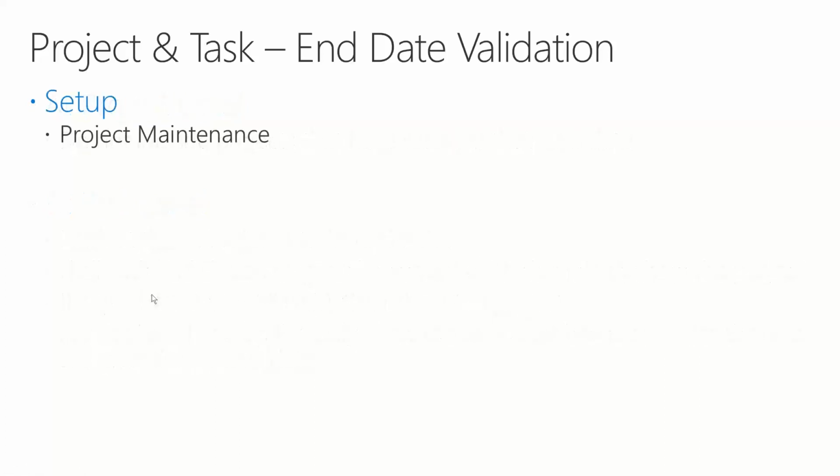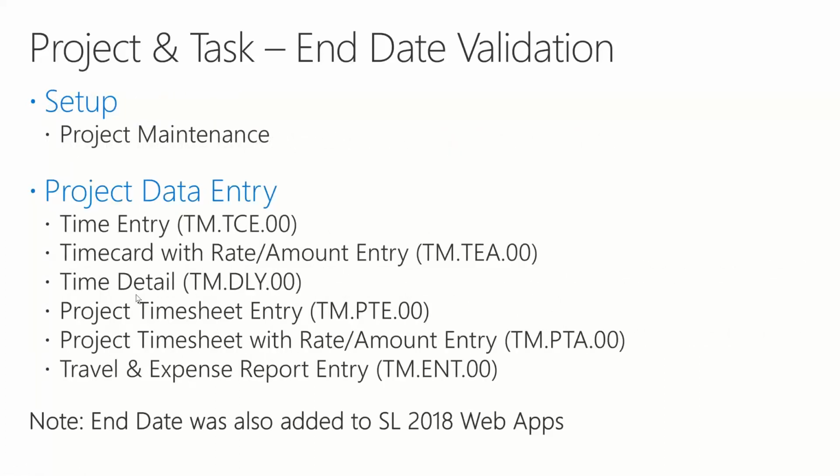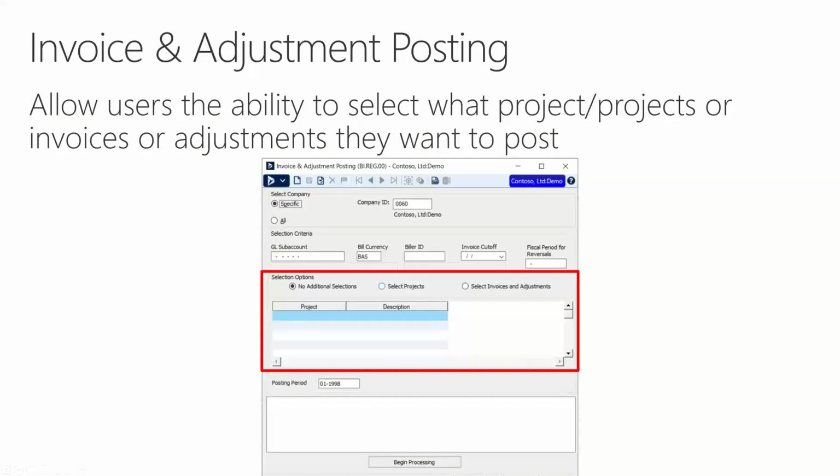So the big deal here, where does this affect? This initial feature that we came out with in CU2 here was just for time entry, time card with rate amount entry, time detail, project timesheet entry with rate amount as well, and travel and expense. So all of these screens, if you're on CU2 or higher, you have that functionality built in. We also have 2018 web apps that also respect that change as well. So you've got a lot of functionality and flexibility there.